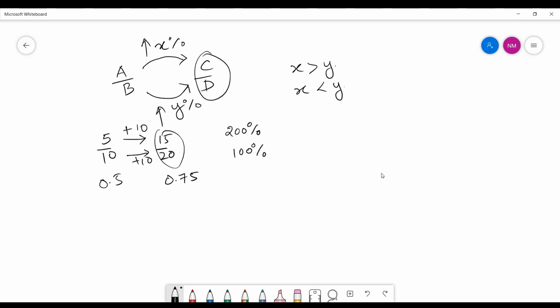Okay, let's take another example. I have a ratio 40 upon 120 and I have a ratio 58 upon 156, right?